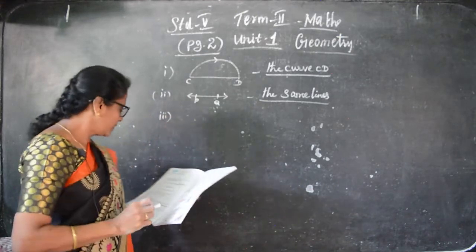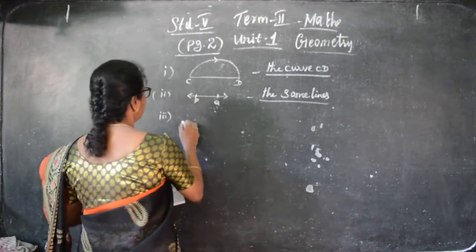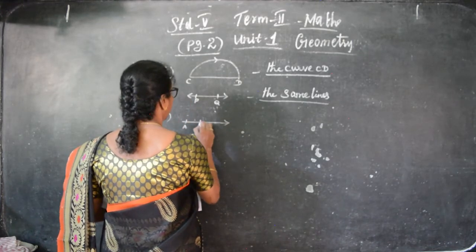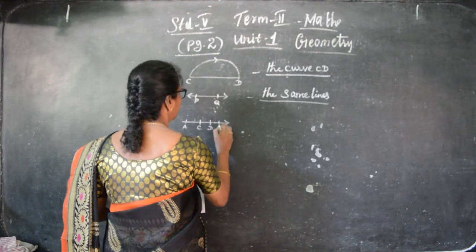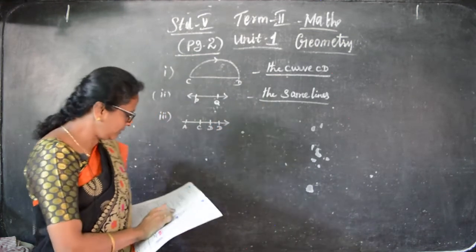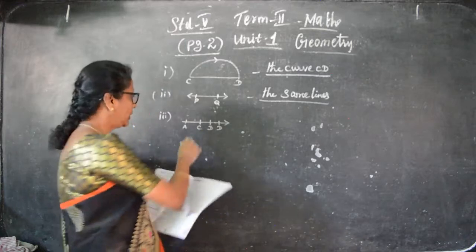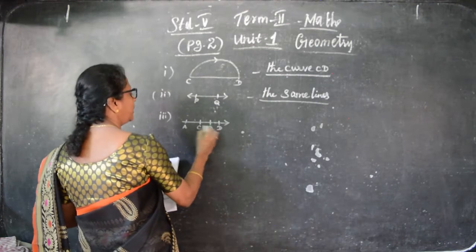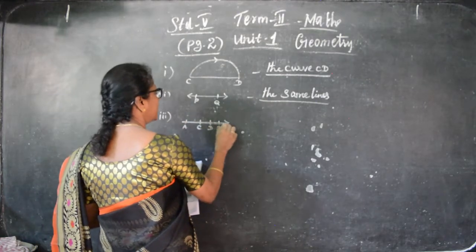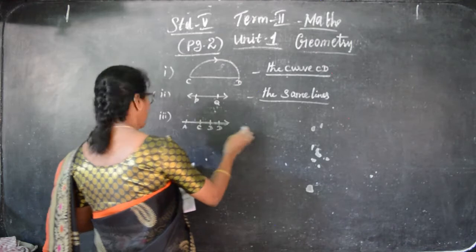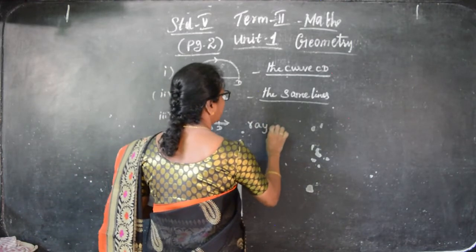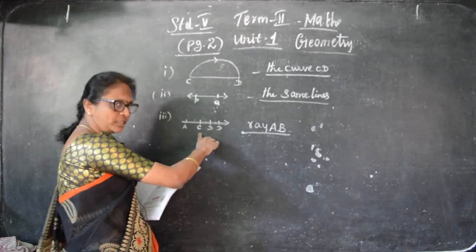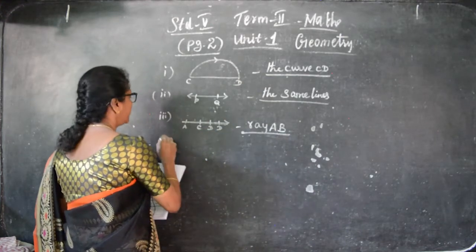Then the third one. Point C lies on the ray AB or the ray BD. Here they have given like this. This is A and this is C and this is B and this is D. So point C lies on the ray between A and B. The answer is ray AB. What they asked was ray AB or B and D. C is in the middle of AB. So you can write the answer ray AB.